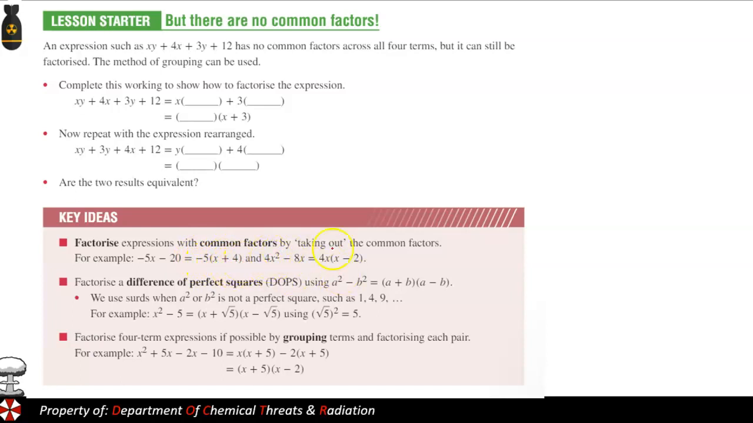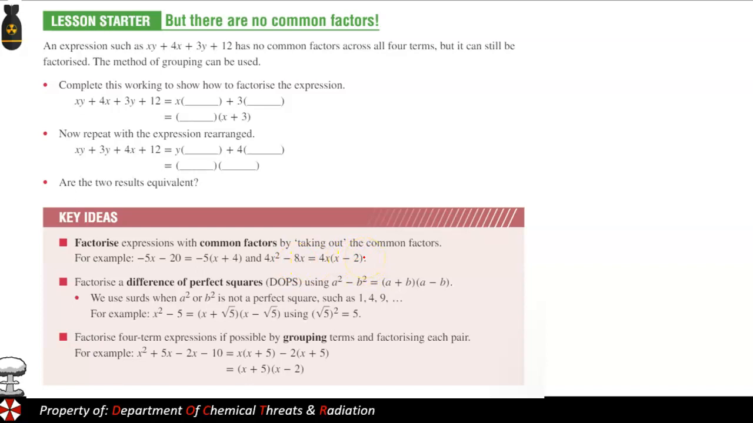In something like a quadratic, we've got 4x squared minus 8x. We can condense that and pull out the 4x. I can't pull out both x's because I've still got one here, but I'll pull out the 4x and I'm left with: what times this gives me 4x squared? Must be x. 4x times what gives me minus 8x? It's got to be minus 2.